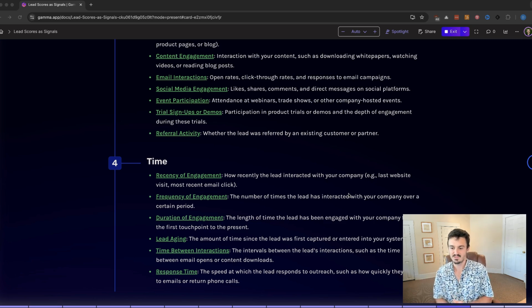Time between interactions, that one's pretty straightforward. This can be the interval between the lead's interactions. So if they open an email and then they download content 4 days later or 2 days later, you can use that measurement. It's a time ingredient. And then response time, this is just you reach out to them, how quickly do they respond? Pretty straightforward. And so these are all the ingredients that go into these categories.